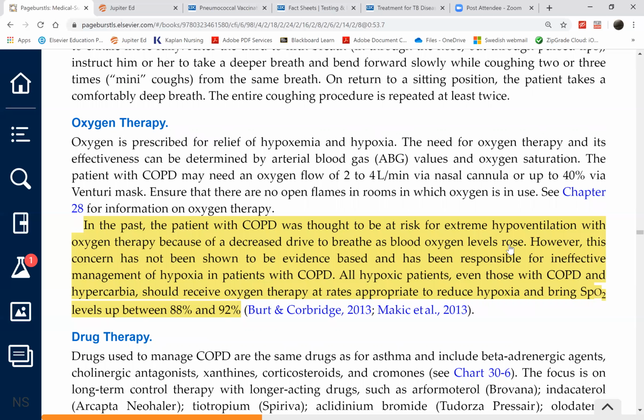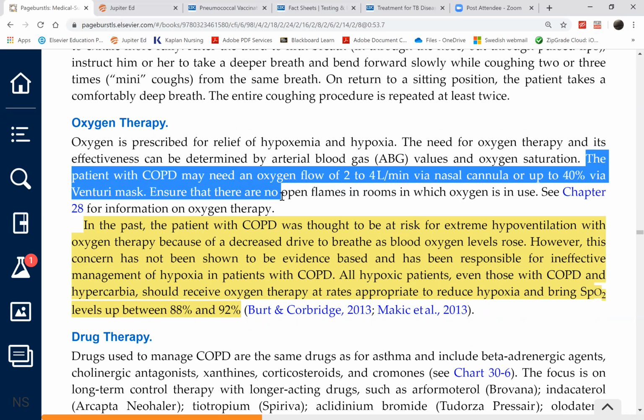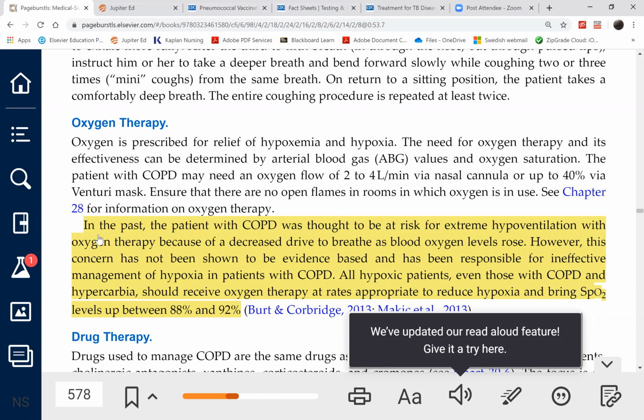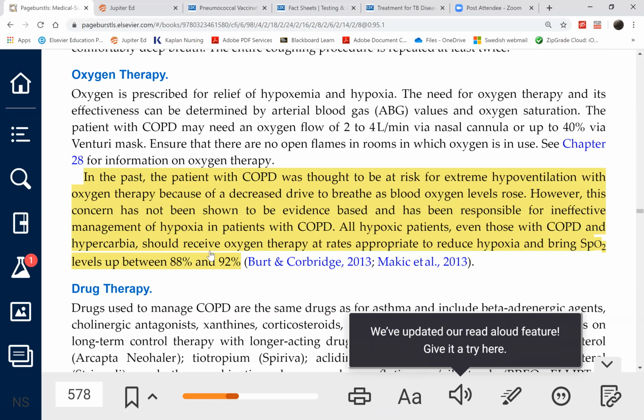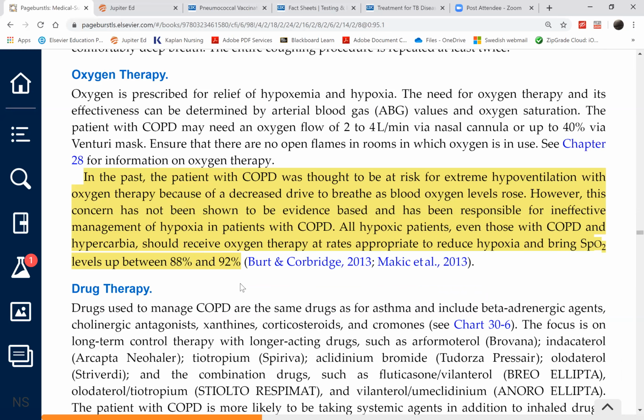Oxygen. What did you learn about COPD patients and oxygen therapy? They can't go above 2 liters. Okay. So that tells you here, right? It says patient with COPD may need an oxygen flow of 2 to 4 liters by a cannula or up to 40% by a mask. However, thank you, Leslie, for reading this highlighted section here.